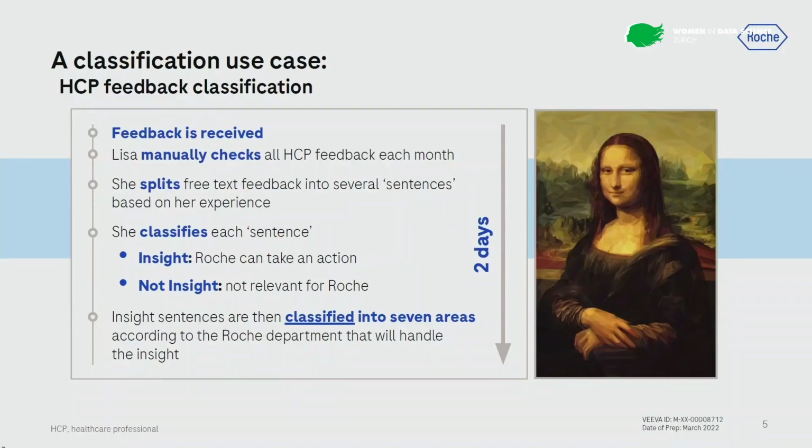Okay, so let's start with this not so simple, but let's say straightforward use case, which is healthcare professional feedback classification. As you can imagine, Roche builds relationships with doctors or healthcare professionals and receives feedback from them. Then this feedback needs to be triaged to the correct department, whether it's, I need more education on this drug, so it gets sent to the education department, or maybe it's an adverse event report, it gets sent to the correct department, etc. And this feedback needs to be processed as it is received.